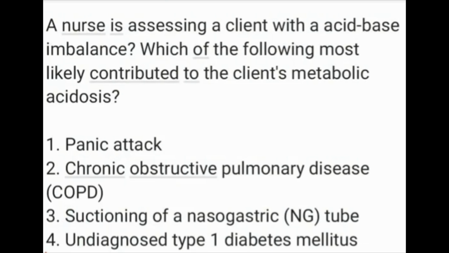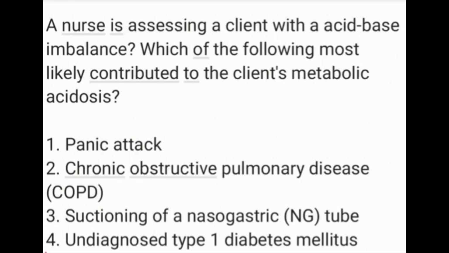So a nurse is assessing a client with an acid-base imbalance. Which of the following most likely contributed to the client's metabolic acidosis? 1, a panic attack. 2, chronic obstructive pulmonary disease. 3, suctioning of the NG tube, or nasogastric tube. Or 4, undiagnosed type 1 diabetes mellitus. What are we thinking here? If you guys chose 4, you are absolutely correct.